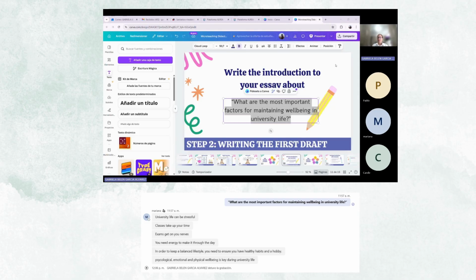Okay, well, so this would be a first draft of your introduction, right? You're explaining that university life can be stressful, classes take up your time, exams get on your nerves, you need energy to make it through the day. For example, I would put there a sentence about well-being being important from the psychological point of view, from the physical point of view, and even as a member of society, you need to be in a well-being state.